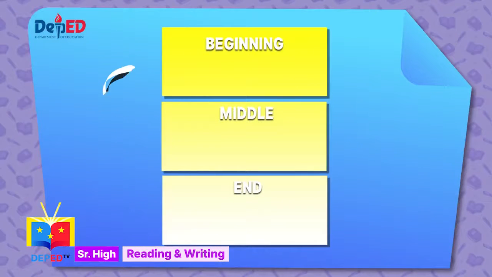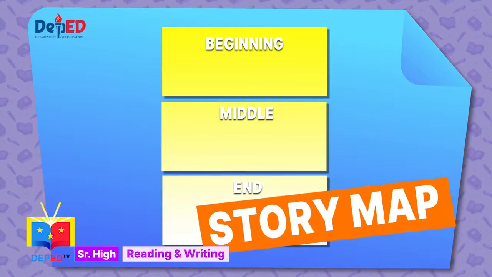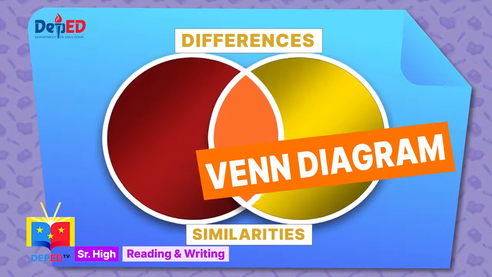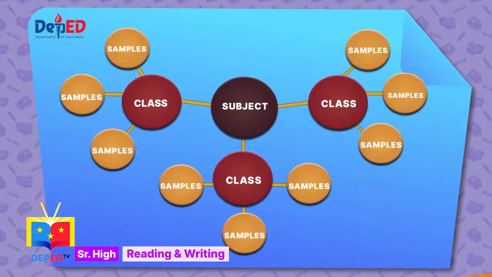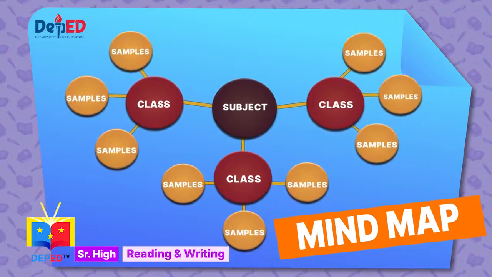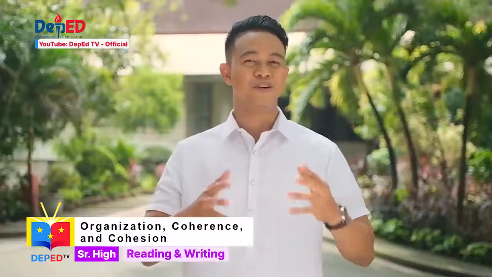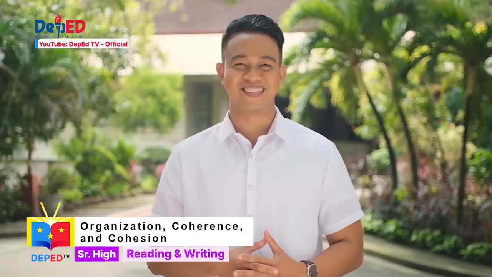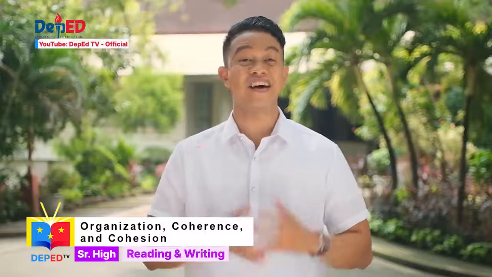For example, if your purpose is to narrate or tell a story, you may use a story map or a plot diagram. If you wish to compare and contrast two things, a Venn diagram is the perfect graphic organizer for you. A mind map works well for classification and exemplification essays or even a persuasive essay. Use the appropriate graphic organizer to maximize your brainstorming sessions. Doing so will help you organize ideas needed to formulate a thesis statement.